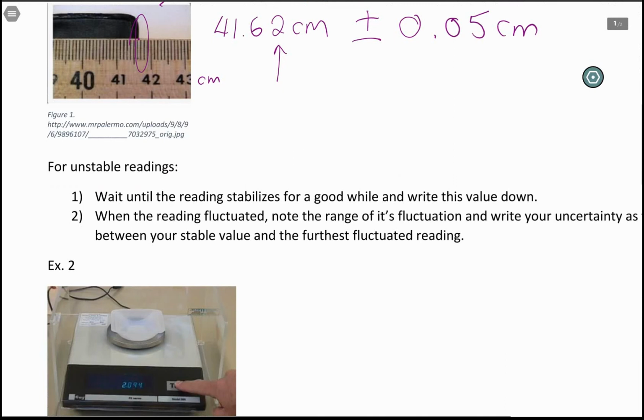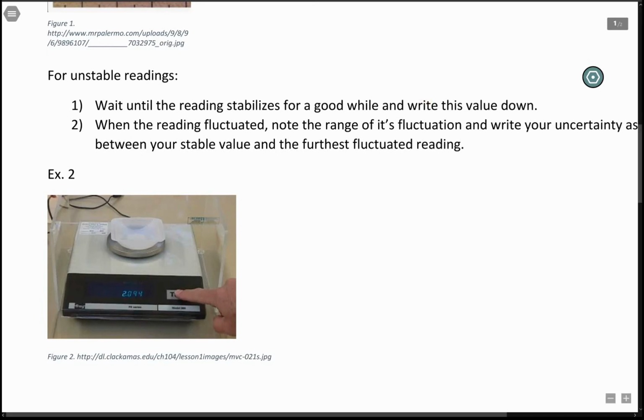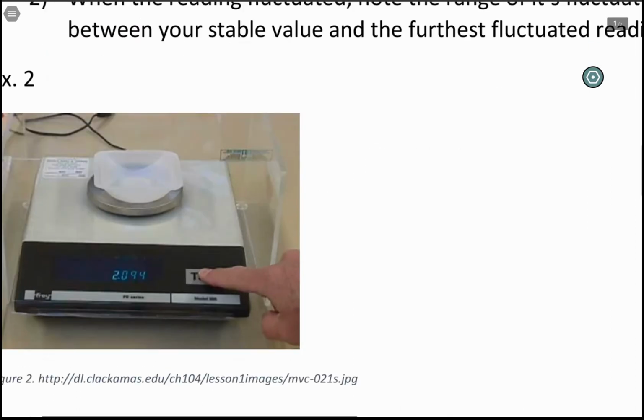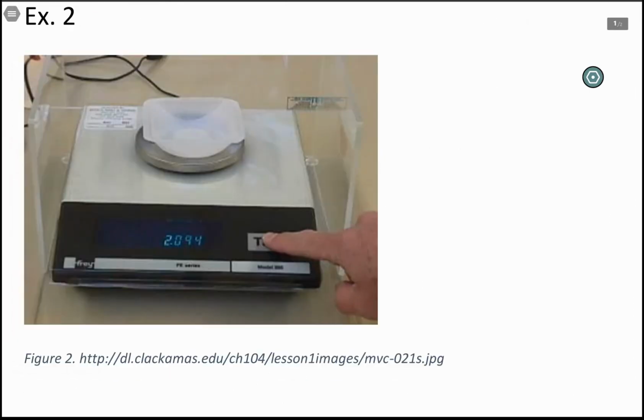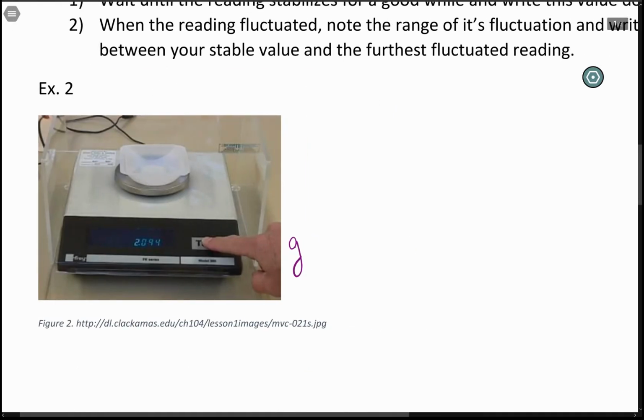What about unstable readings, like your mass balances? Sometimes you get fluctuations, sometimes you get drafts in the room, so your readings might not always be stable. When you record your value, you want to wait until your instrument stabilizes. In this particular case, it looks like it's roughly 2.094, and we're going to assume this is measuring in grams. Let's think about a thought experiment.